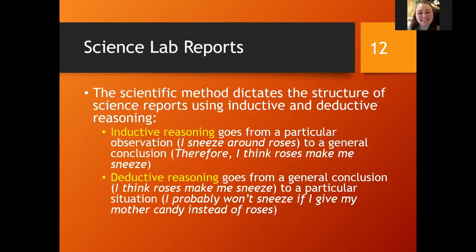For a lab report, you have to follow the scientific method, which dictates the structure and uses inductive and deductive reasoning. Inductive reasoning goes from a particular observation to a general conclusion. I sneeze around roses. That's the fact. Therefore, I think roses make me sneeze. That's a general conclusion. Deductive reasoning goes from a general conclusion to a particular situation. I think roses make me sneeze, so therefore, I probably won't sneeze if I give my mother candy instead of flowers.